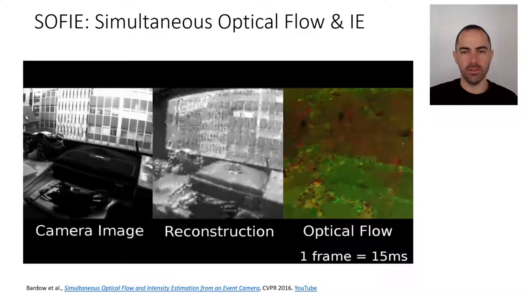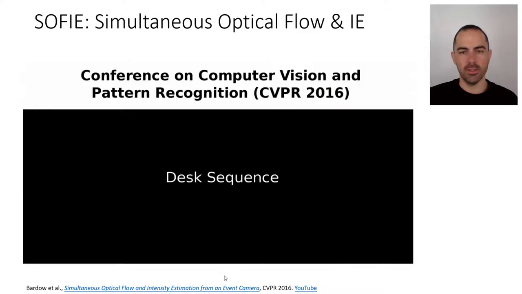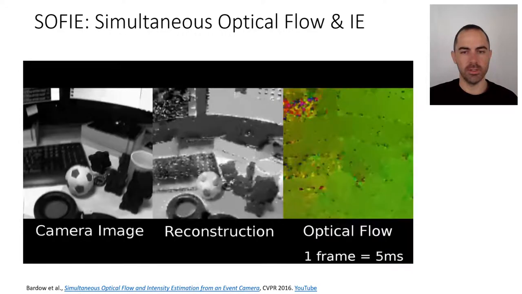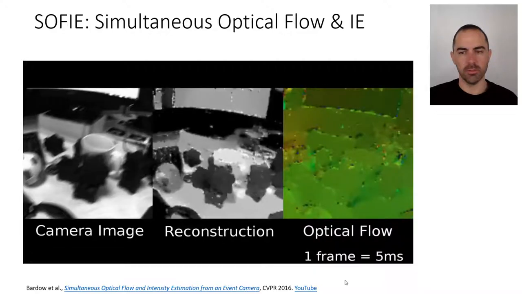And as you see, it works on dynamic scenes, or in this case static, but before it was dynamic. Like this is a dynamic scene, objects are moving, and we are not estimating the camera motion, just estimating the optical flow.